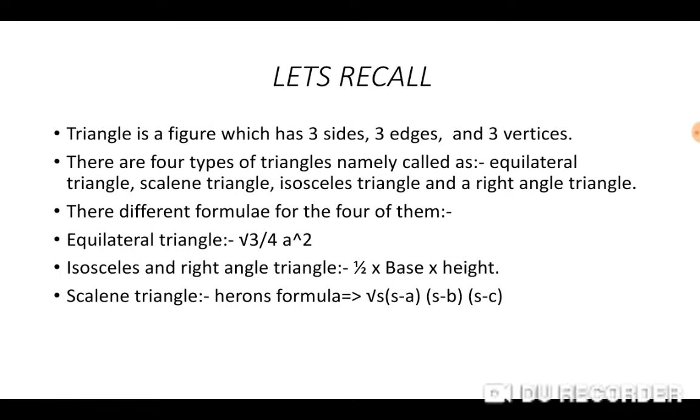First, a triangle is a figure which has three sides, three edges and three vertices. Second, there are four types of triangles, namely equilateral triangle, scalene triangle, isosceles triangle and right angle triangle. Third, there are different formulae for them. Fourth, an equilateral triangle uses root 3 by 4 into a square. Fifth, isosceles and right angle triangles use half into base into height. And a scalene triangle uses Heron's formula, which is root of s into (s minus a), (s minus b) and (s minus c).